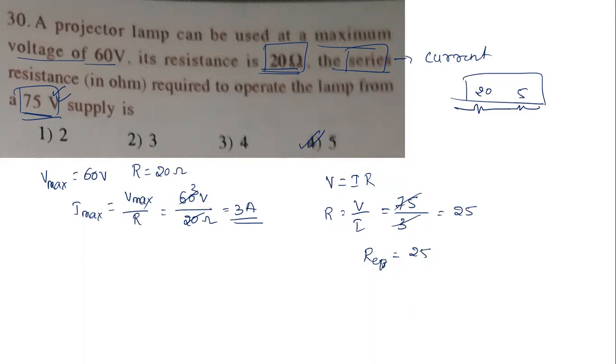Okay, that's the voltage of how much now? 75 volt. That's what we're going to do now. So is that clear now? Can we go for next question? Question number 31. Look at the question number 31 now.